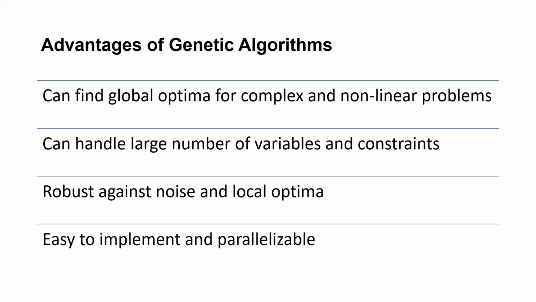So then, easy to implement and parallelizable. Genetic algorithms are definitely easy to implement, because these methods are very confined, and you know the steps for sure. And there are a lot of libraries in Python. I extensively use Python, where you can directly pull in all these functions and methods and implement.